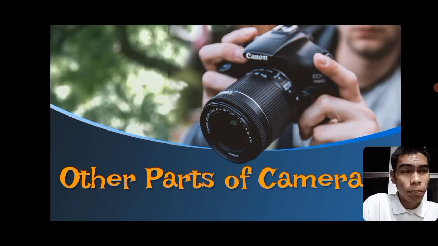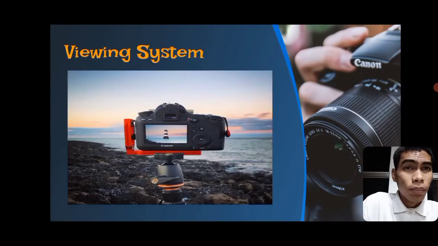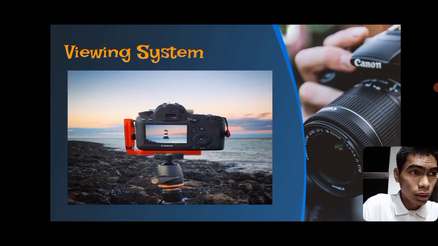We have other parts of the camera. Viewing system. Viewing system is the part of the camera which provides the means of showing the photographer the whole scene coverage that can be recorded in the sensitized materials.